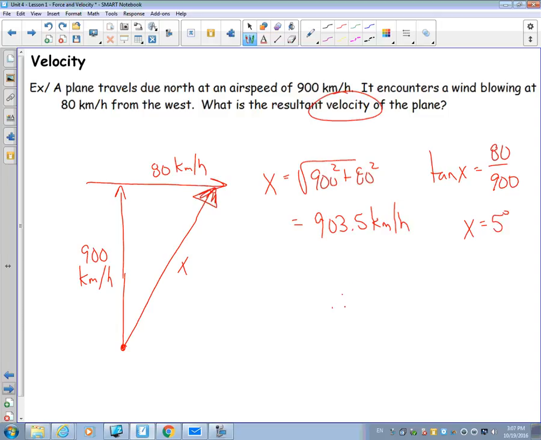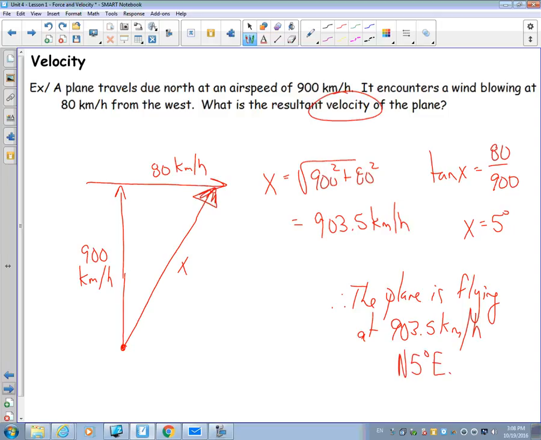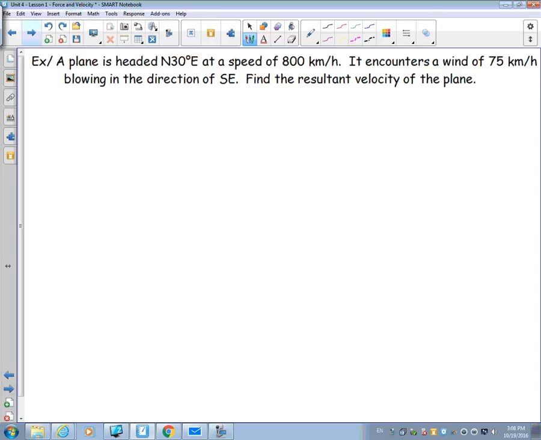Okay, so where's our plane going now? Well, the plane is flying at 903.5 kilometers an hour. Because it's velocity, we need to have a direction. Our direction would be north 5 east. That would be our angle right in here, right? Okay, so we can do the nice simple ones, the right angle one. We can also do ones that are not right angles, like we did with the forces that are acting against one another.